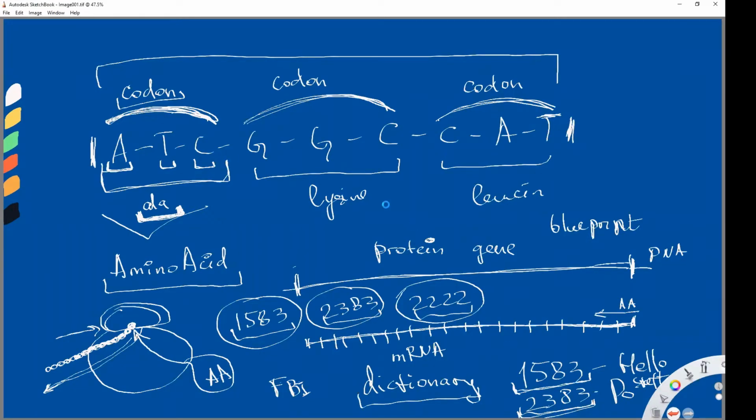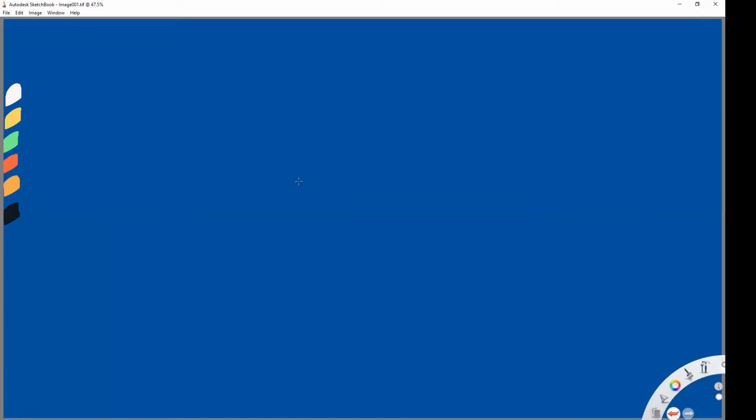Yeah, and I want to clarify. So transcription is like reading these codons, right? And translation is like forming polypeptides, right? Almost there. And are there any other functions of RNA and DNA?